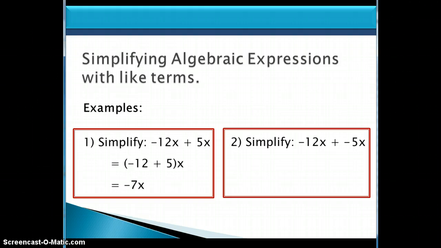Here's another example. This time we're going to add -12x plus -5x. So we're going to do the same thing, take the two coefficients, -12 and -5, and add them together. These two coefficients have the same sign. They're both negative. So we're going to add their absolute values to get 17, and then since they're both negative, the 17 will also be negative. So we end up with -17x.